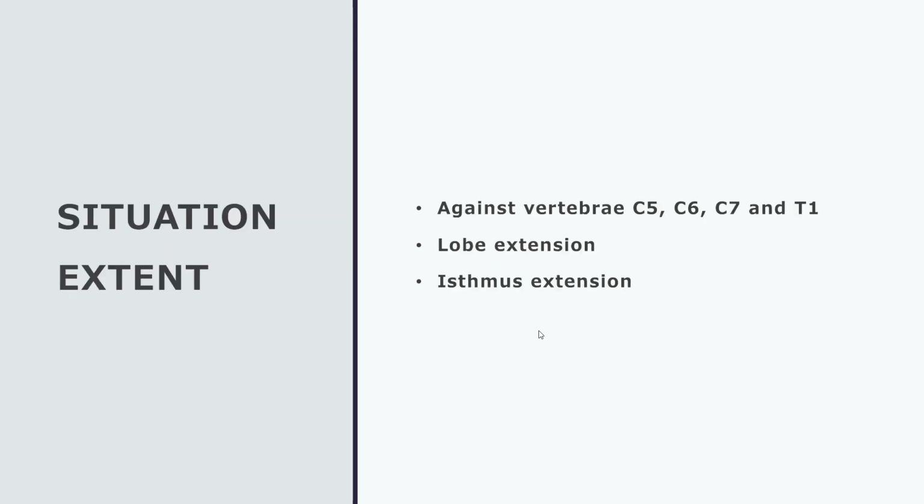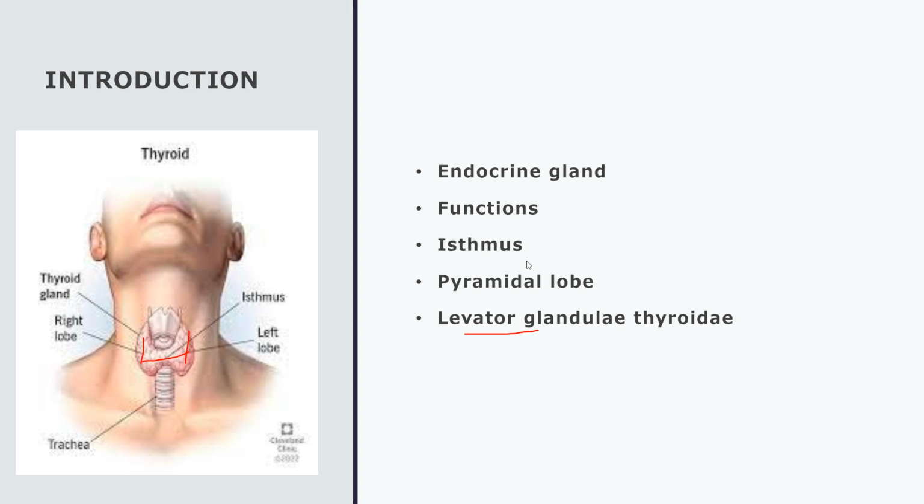Next of all, we are going to see about its situation and extent. So the gland lies against C5, C6, C7 and T1 vertebra and embraces the upper part of trachea. Next, we are going to see about its lobe extension. It extends from the middle of the thyroid cartilage to fourth or fifth tracheal ring, and the isthmus extends from second to fourth tracheal ring.